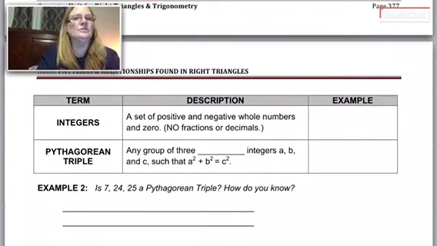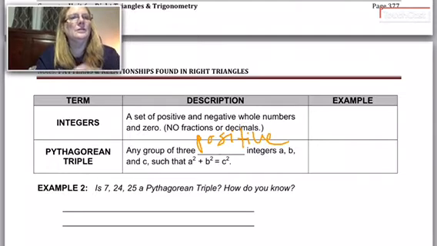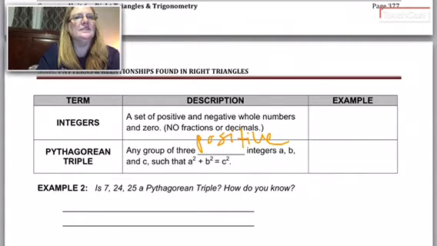So integers are a set of positive and negative whole numbers, and 0, with no fractions or decimals. And a Pythagorean triple is any group of 3 positive integers a, b, and c such that a squared plus b squared is equal to c squared.